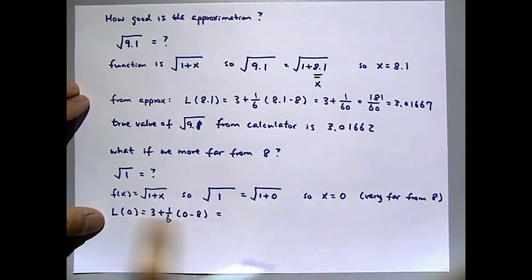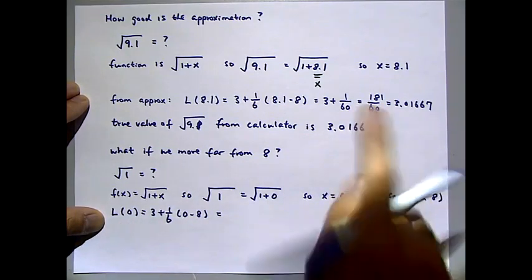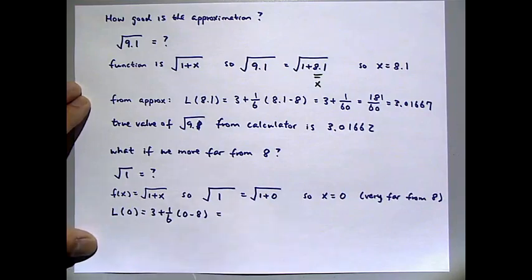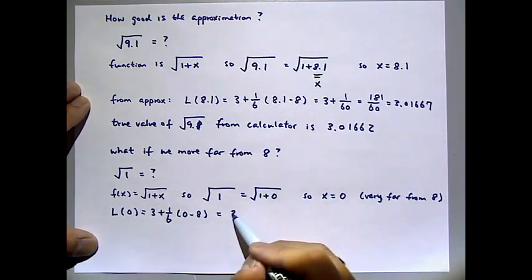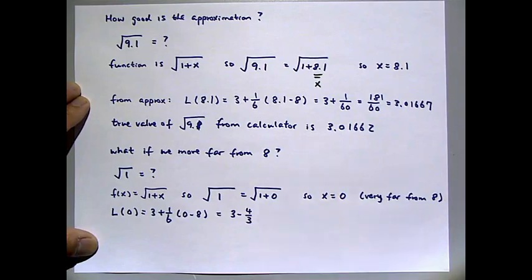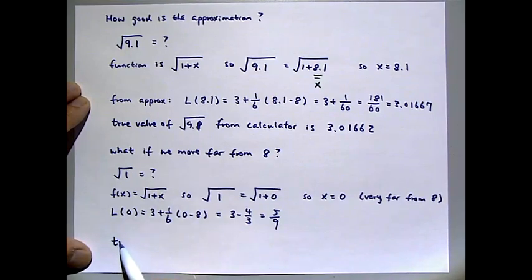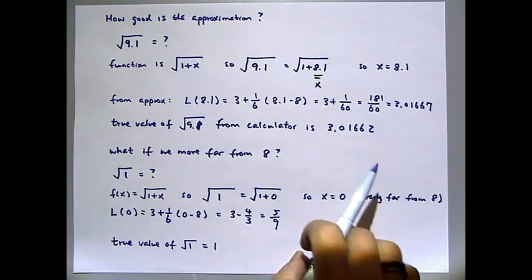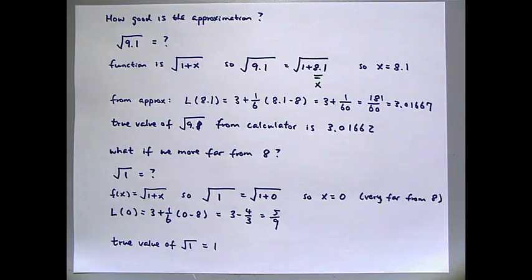So in the approximation, you put the x value in here, 0. And we get 3 plus 1 over 6 times 0 minus 8, which is 3 minus 4 over 3, and turns out to be 5 over 9. And the true value of radical 1 that you don't need a calculator for is 1. So you can see there's a pretty big difference here.